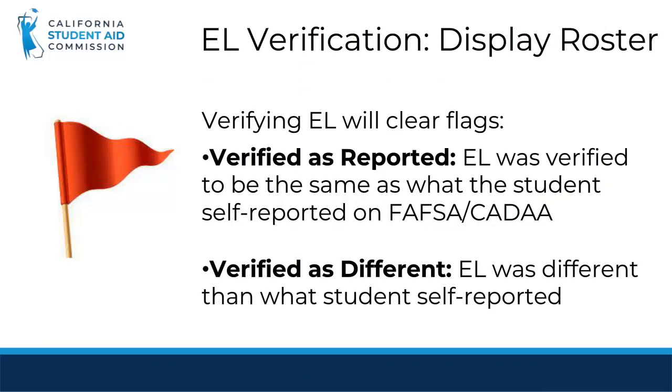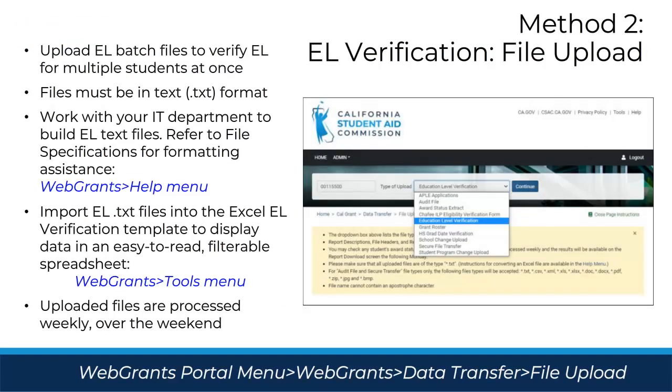Once EL has been verified either as the same or different than what was reported on the financial aid application, the flags will be cleared and the roster will reflect the EL status. Verified as reported means the EL was verified to be the same as what the student self-reported. Verified as different means the EL was different than what the student self-reported and will update the student's Cal Grant lifetime eligibility.